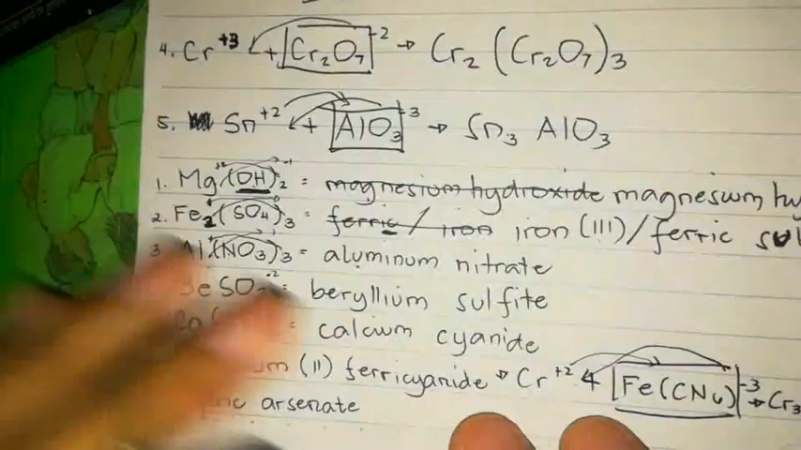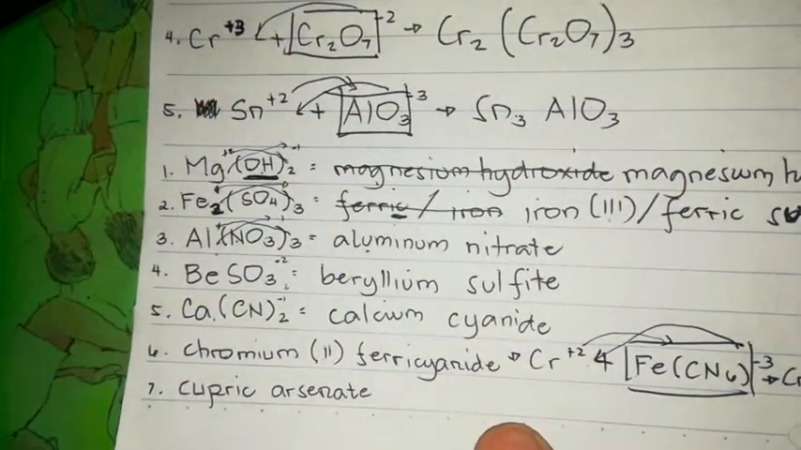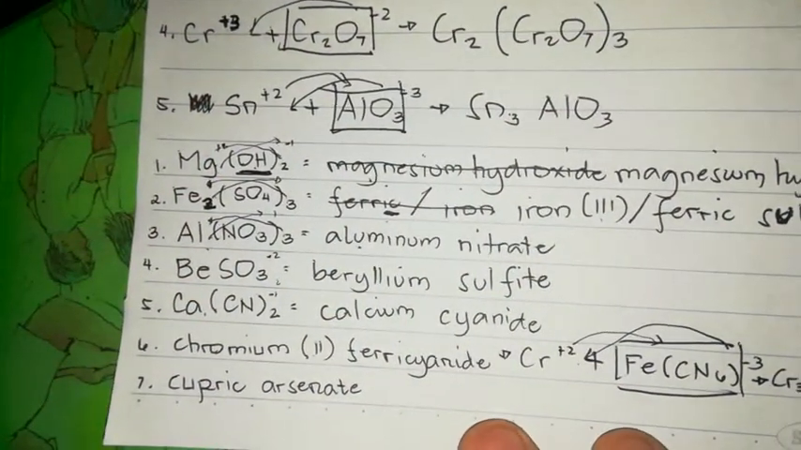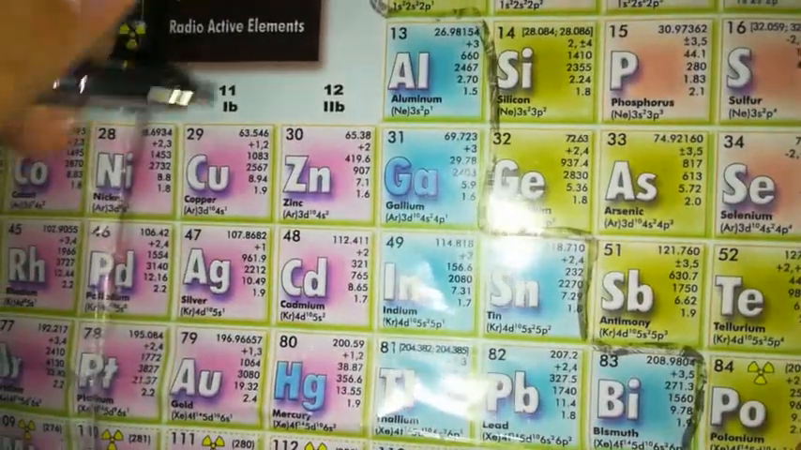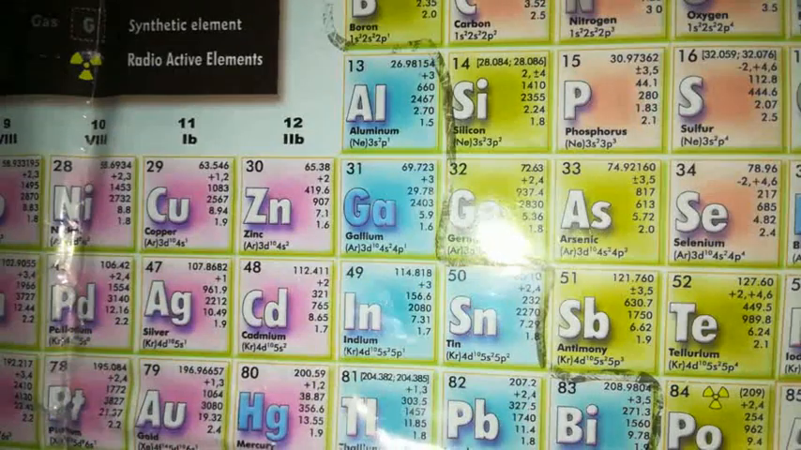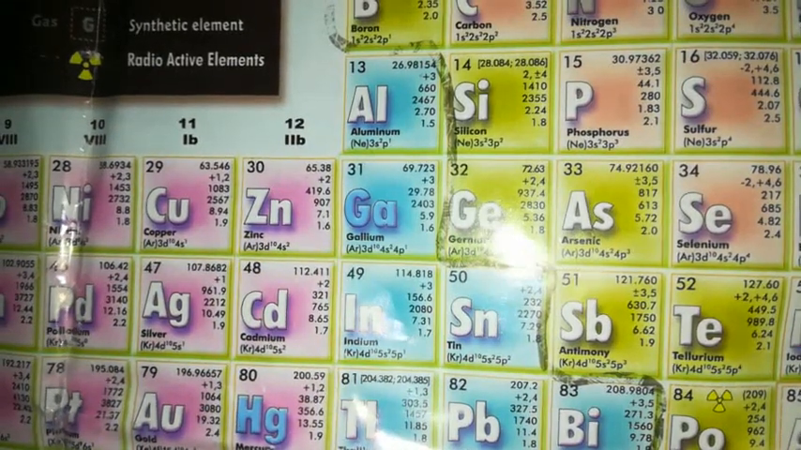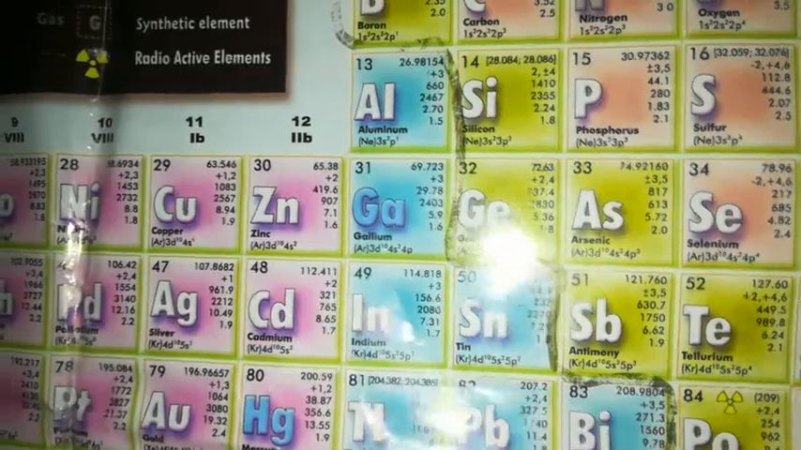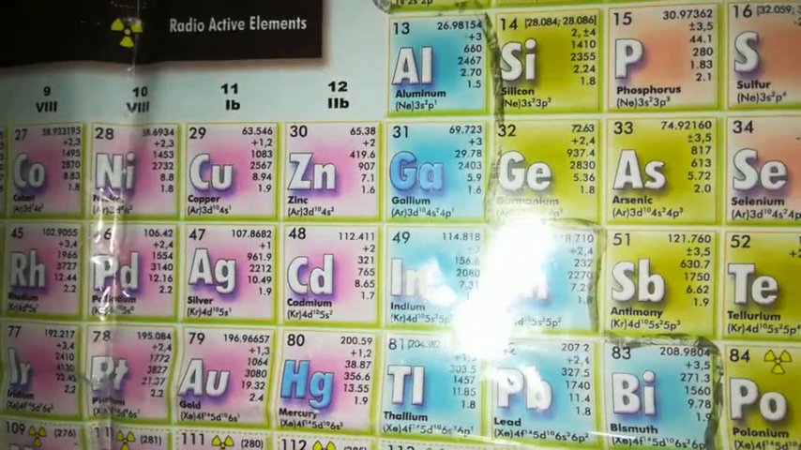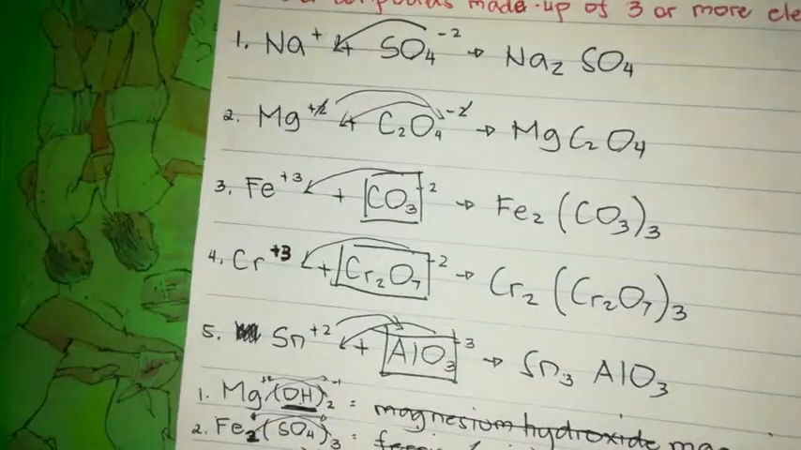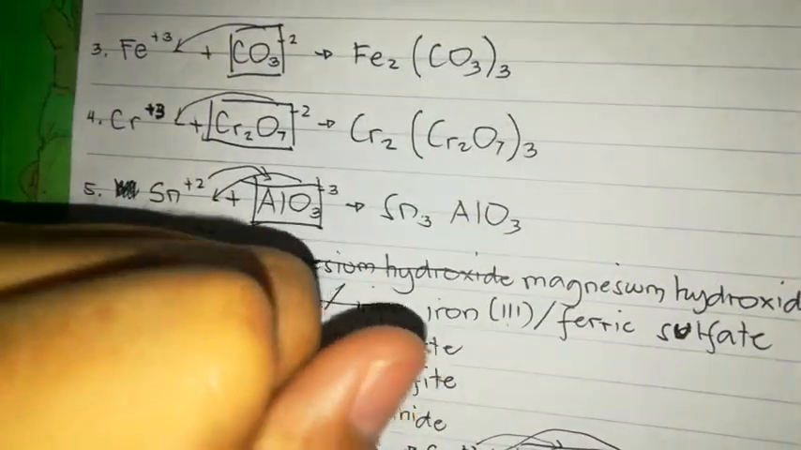Okay. Next, number 7, cupric arsenate. Cupric, that is copper, number 29. So, tignan natin yung copper. Meron siyang dalawang charges, positive 1 at positive 2. Alin dyan ang ginamit kapag cupric? Is it positive 1 or positive 2? Since ic ang kanyang dulo, that means ang kukunin natin ay yung mas mataas. So, this is positive 2.